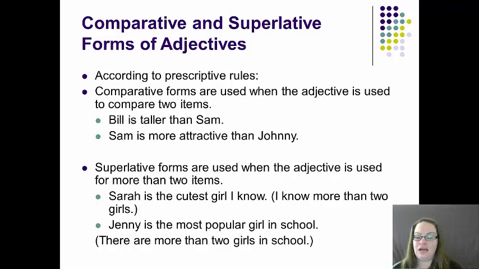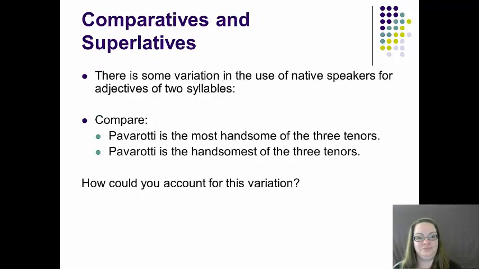Sam is more attractive than Johnny. Superlative forms are used when the adjective is for more than two items. Okay? Sarah is the cutest girl I know, meaning that I know more than two girls. Okay? Jenny is the most popular girl in school. Again, more than two girls in school.